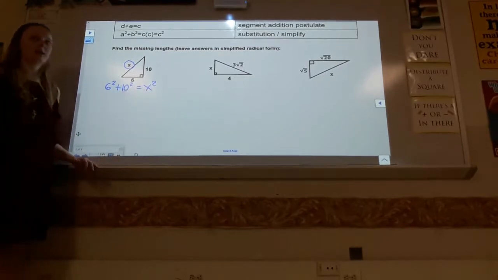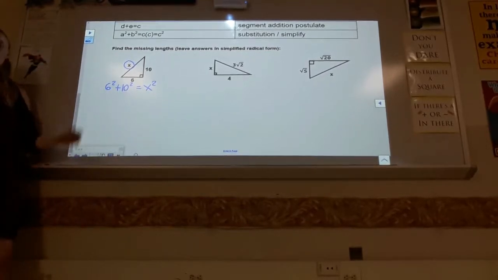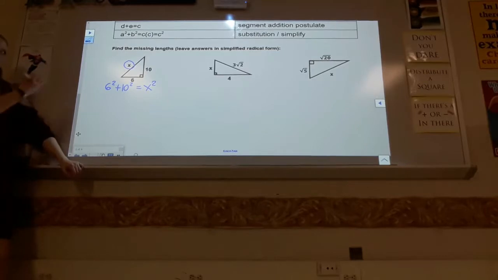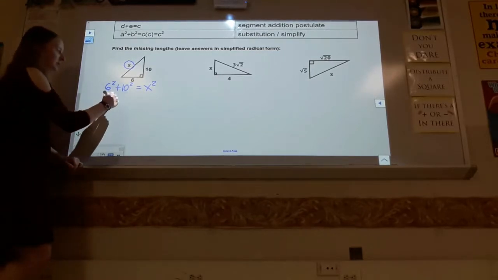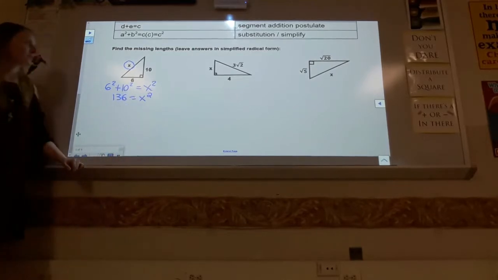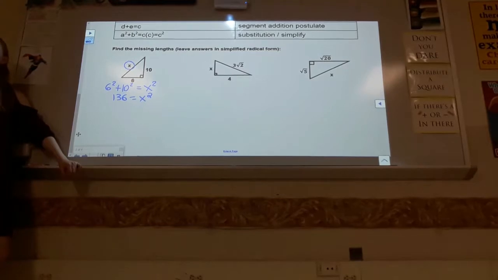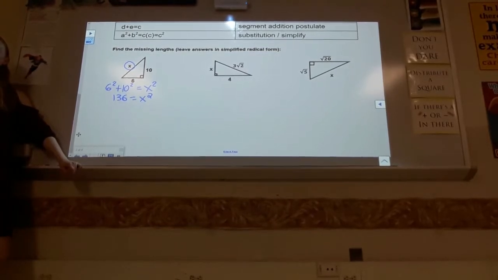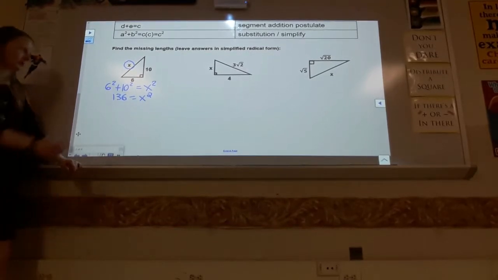This is how you use the Pythagorean theorem. You take the A, B, and the C, and you plug them in. Then you just evaluate. So 6 squared is 36, 10 squared is 100, so 136. Trying to solve for x, how would I move from here? You take the square root.